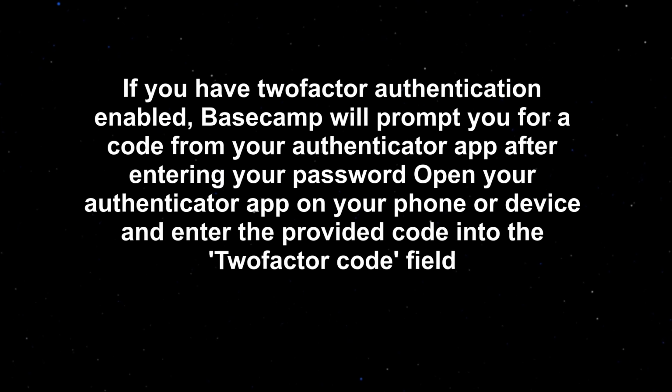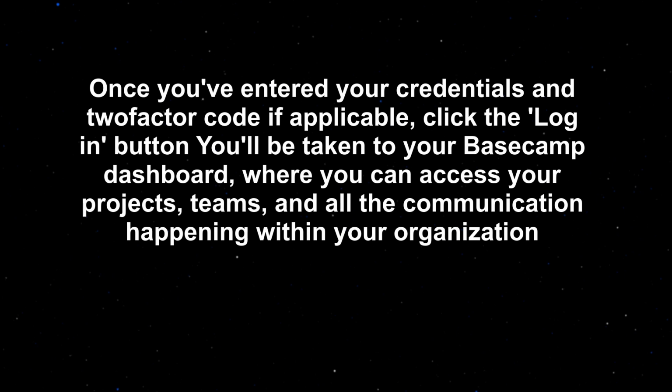If you have two-factor authentication enabled, Basecamp will prompt you for a code from your Authenticator app. After entering your password, open your Authenticator app on your phone or device and enter the provided code into the two-factor code field. Once you've entered your credentials and two-factor code, if applicable, click the Login button.